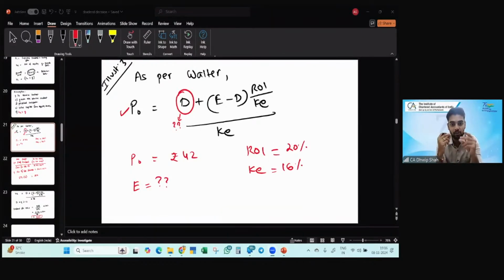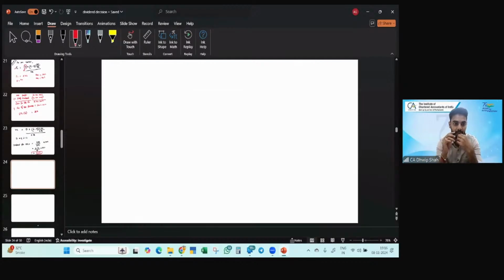So can you calculate market price when dividend payout ratio is 0%? Please solve. This is an additional task from my side. Calculate market price now when dividend payout is 0%, because 52% cannot be the optimum payout ratio as per Walter.